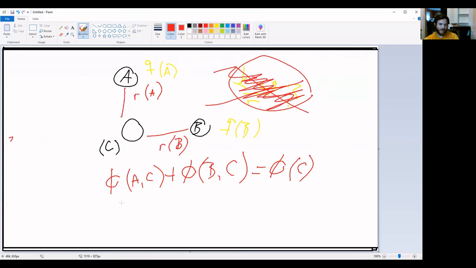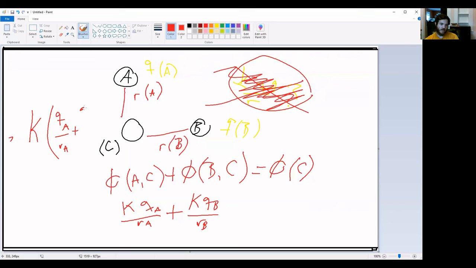To solve that, we use K Q A over R A, and now here's the key, plus K Q B over R B. So we get this nice, strong relationship here. I can factor the K out, and we get that this is equal to K times Q A over R A plus Q B over R B.